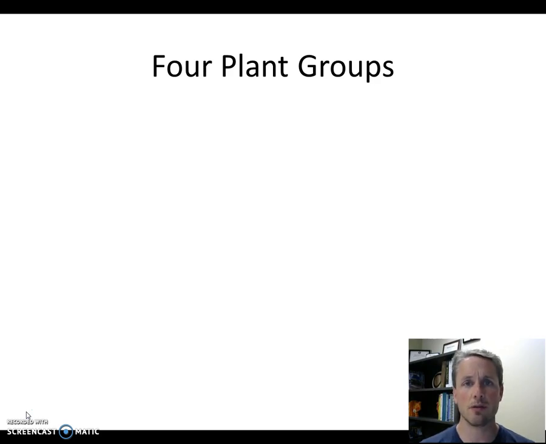So when we think about plant phylogenetics, we break plants into four major groups. So I just want to introduce the names of the major groups, and then we'll put them together on a phylogenetic tree and think about how they're related and what characteristics they have in common and which characteristics some of them evolved over time. So the four groups we will be discussing when we think about plants are the bryophytes.